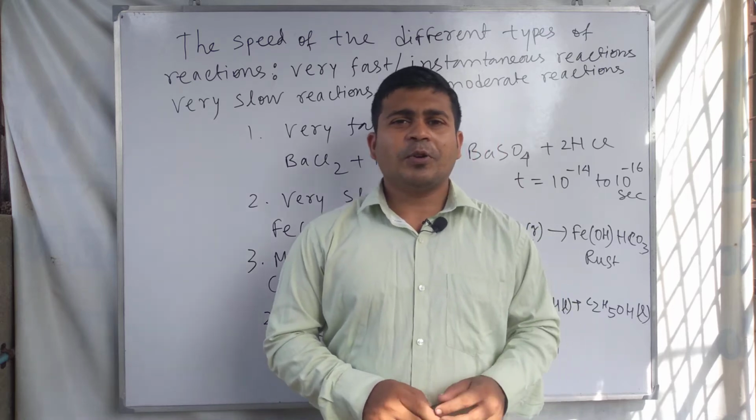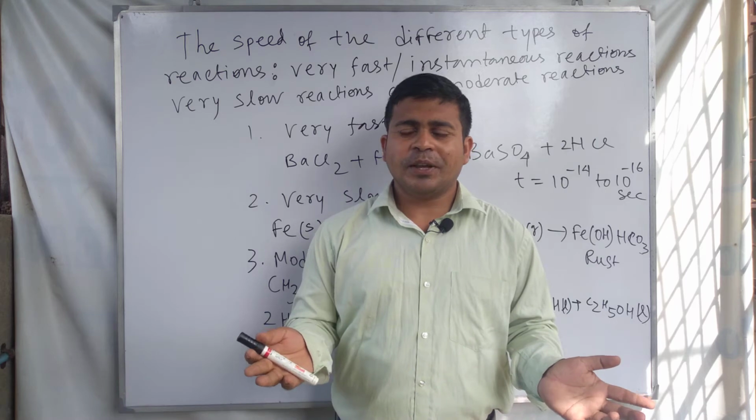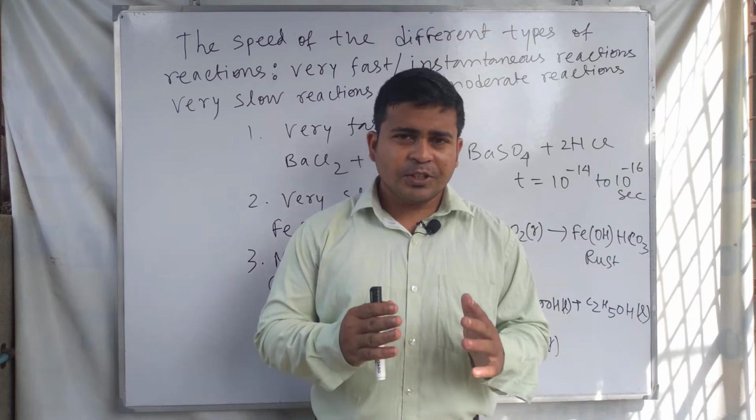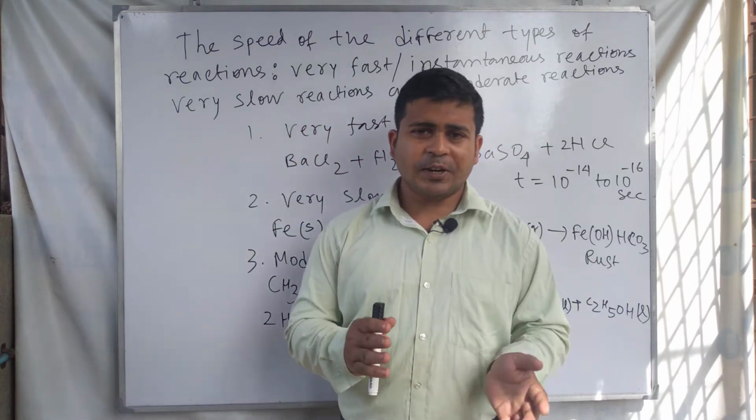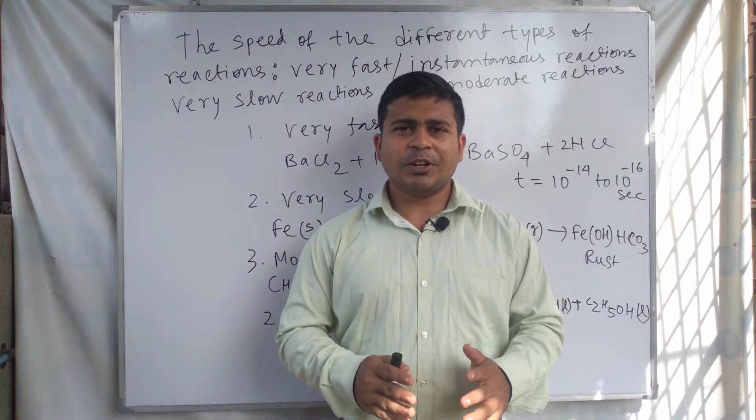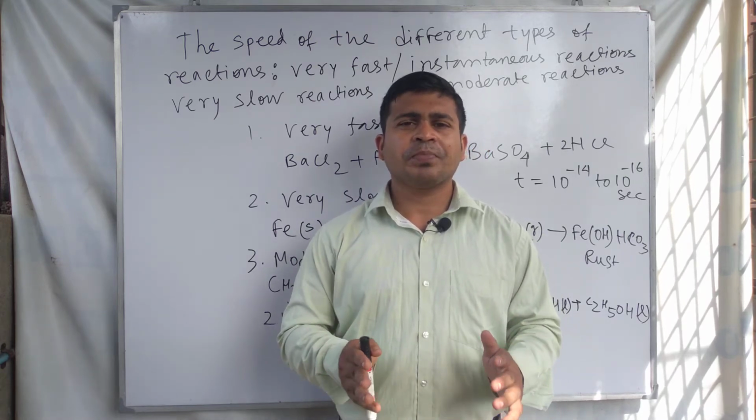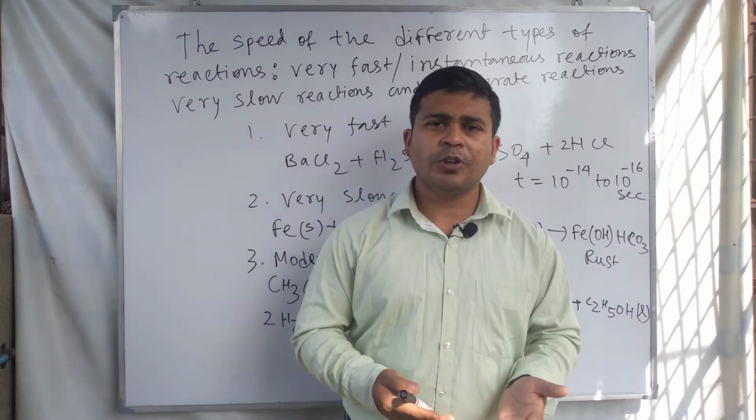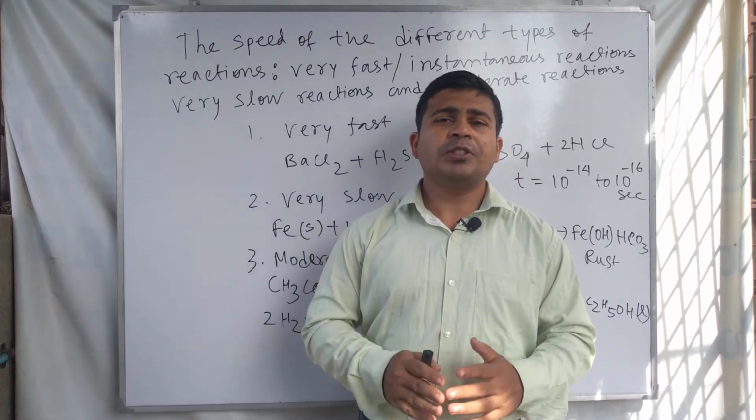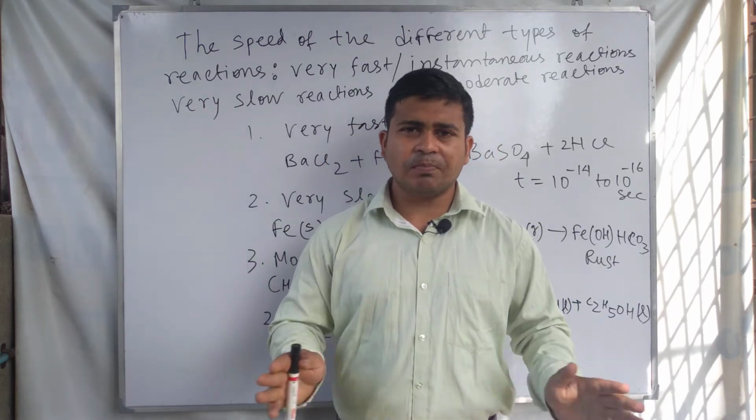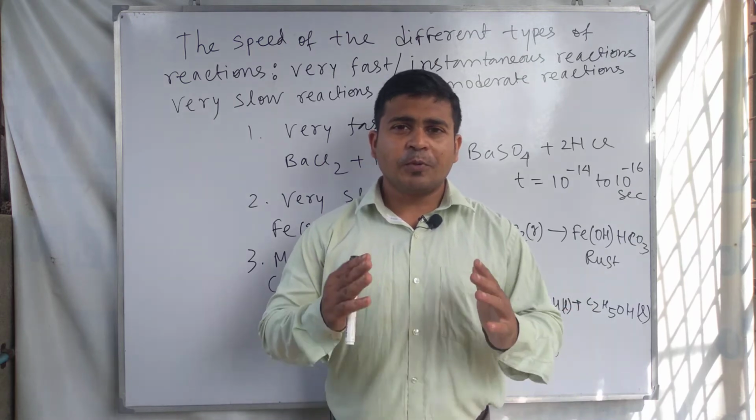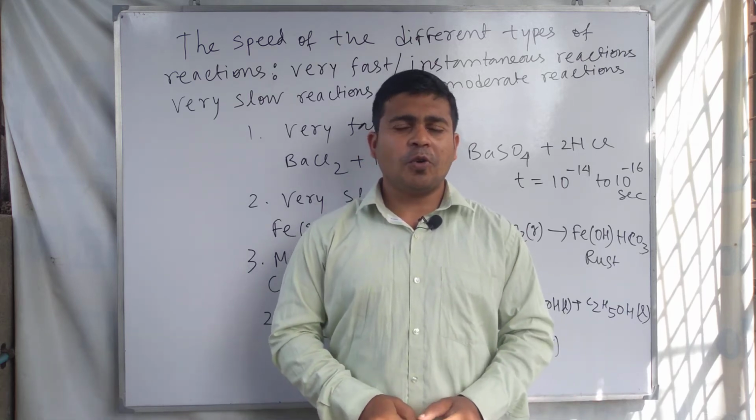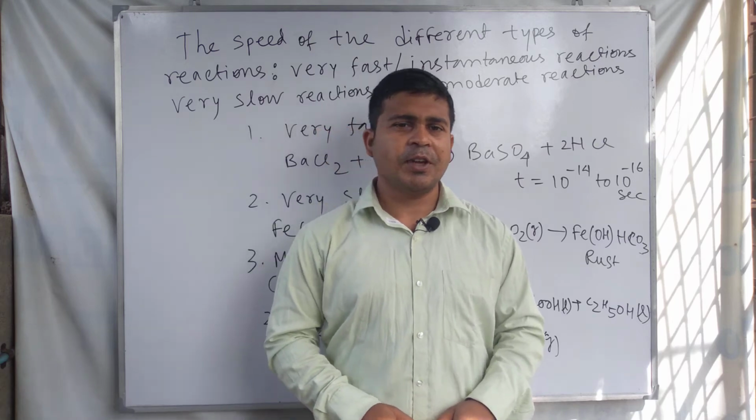Right now we discuss the topic of the speed of chemical reactions. You know, a large number of reactions are taking place, but what is the speed? Based on the speed of chemical reactions, they are divided into three categories. The first category is the very fast reaction. Very fast reaction means the reaction time is about 10 to the power minus 14 to 10 to the power minus 16 second. Within this time period, if the reaction gets completed, we call it a very fast reaction.